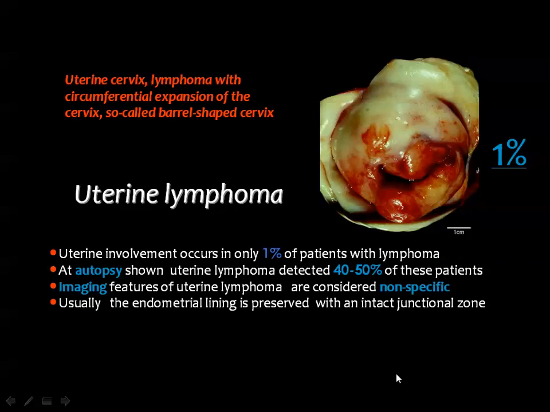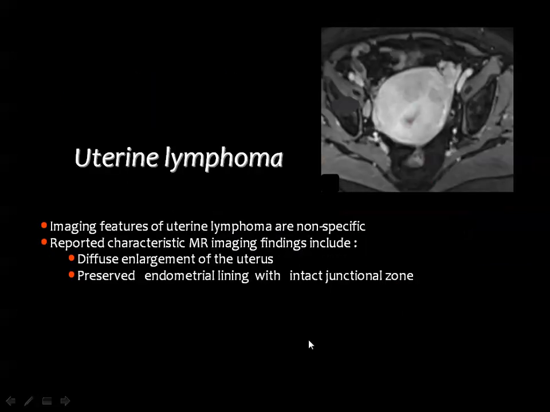Lymphoma of the uterus is seen in about 1% of patients known to have lymphoma. At autopsy, this percentage is very high, and you can identify lymphoma of the uterus in about 40 to 50% of patients with lymphoma. The imaging findings are not specific.